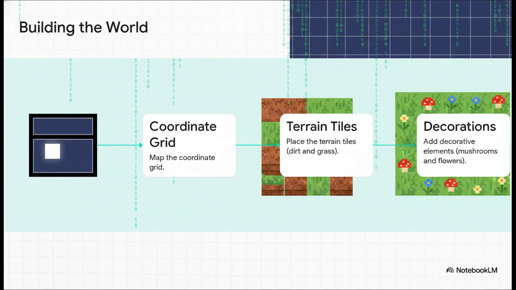Step 1, we have to define the window resolution in Python. Step 2, we map out that hidden coordinate grid we talked about. Step 3, we literally loop through that grid to place the terrain tiles, snapping those dirt and grass blocks right into position. And finally, Step 4, layering on the fun stuff, the decorations. We pop the red mushrooms and the flowers right onto specific coordinates sitting on top of the grass.